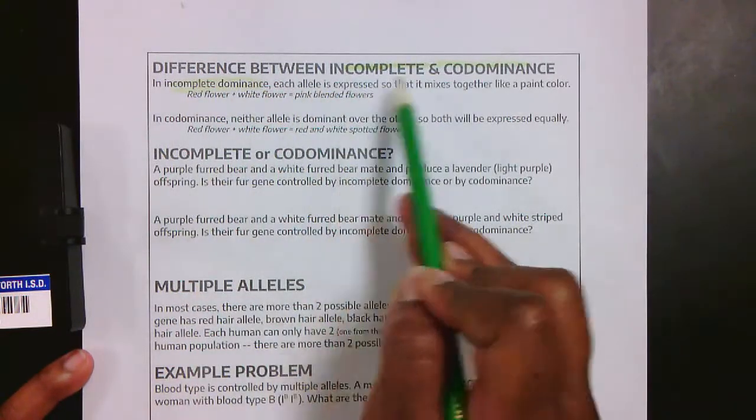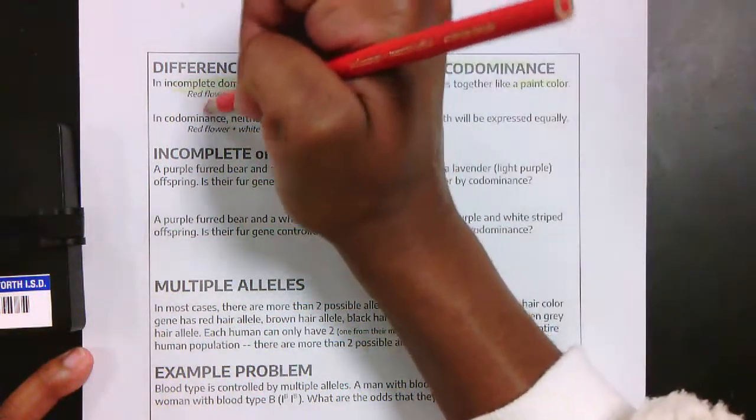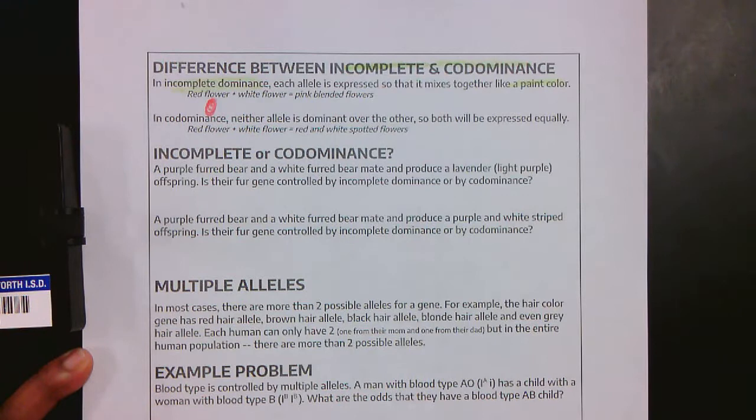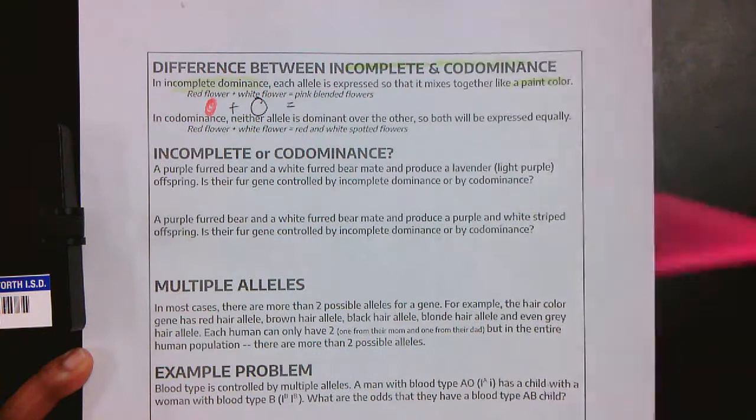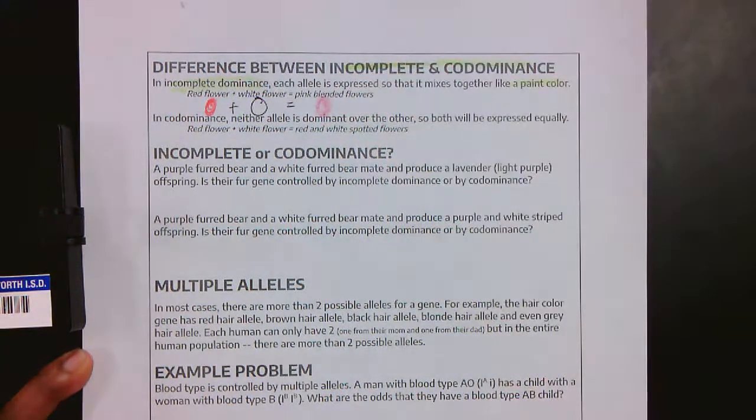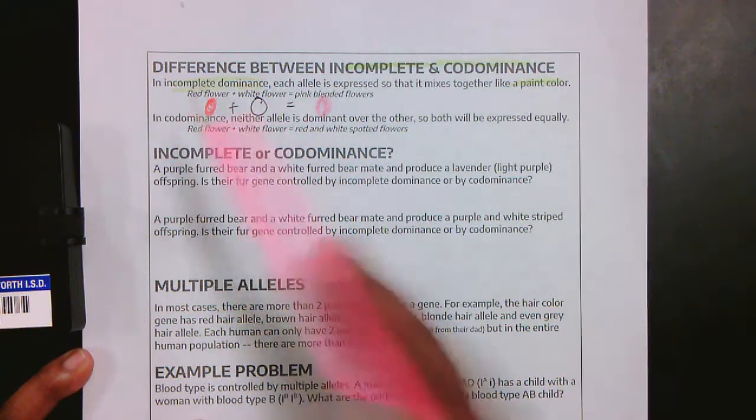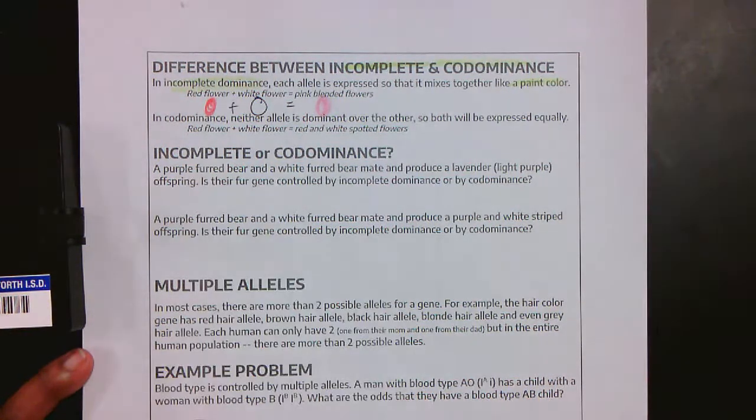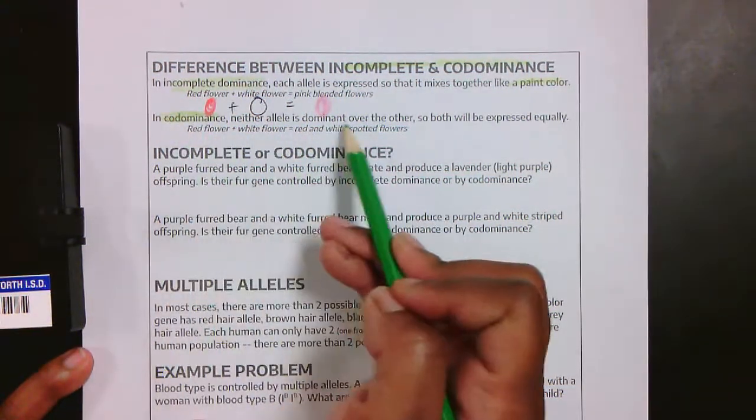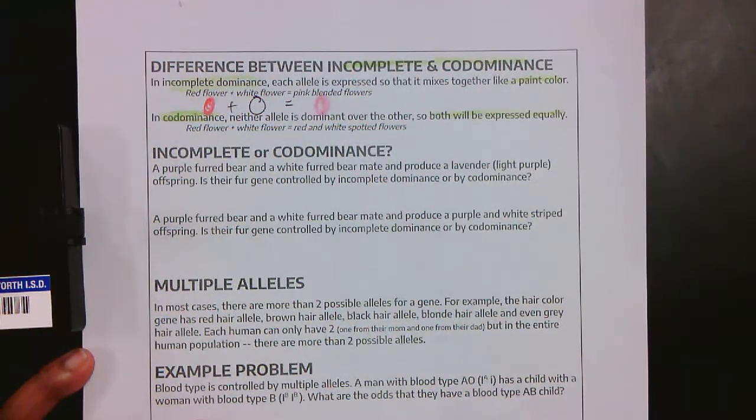each allele is expressed so that it mixes together like a paint color, so that you have a red flower plus a white flower equals a pink flower. The red and the white blend together. They are incompletely dominant, which means this one's a little bit dominant, that one's a little bit dominant, but neither of them are completely dominant. And then in codominance, neither allele is dominant over the other, so both are expressed equally. They're codominant. They're sharing the dominance together.